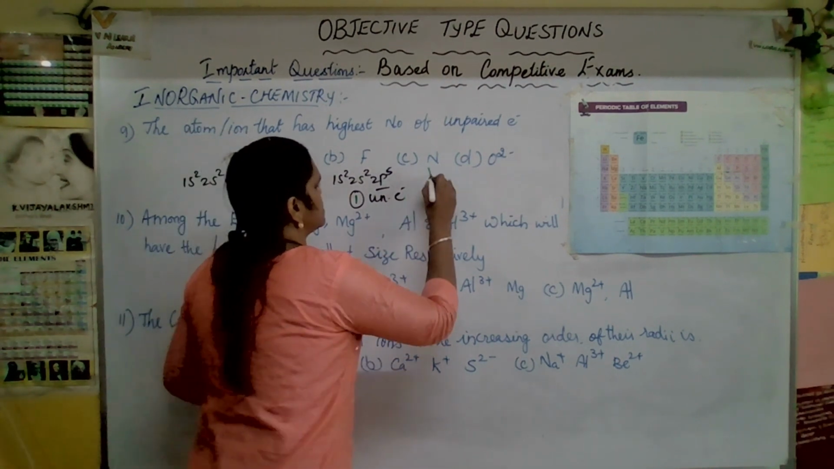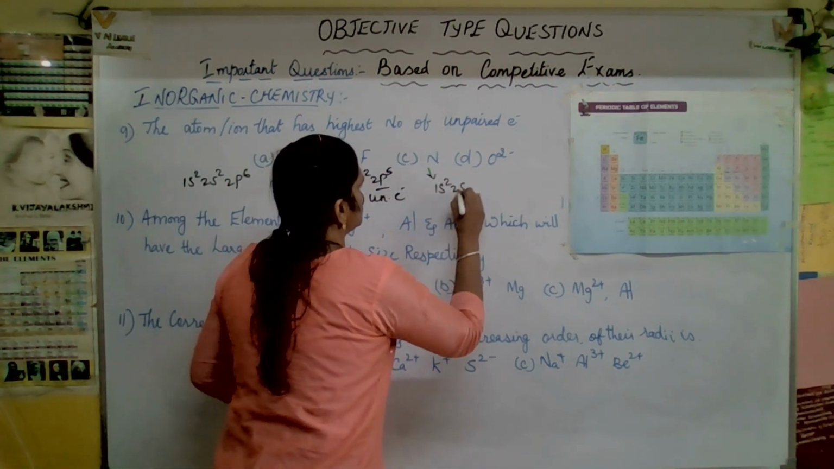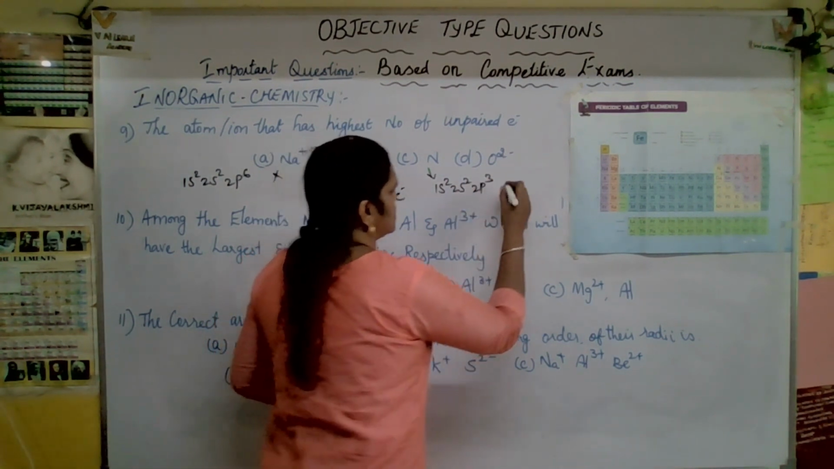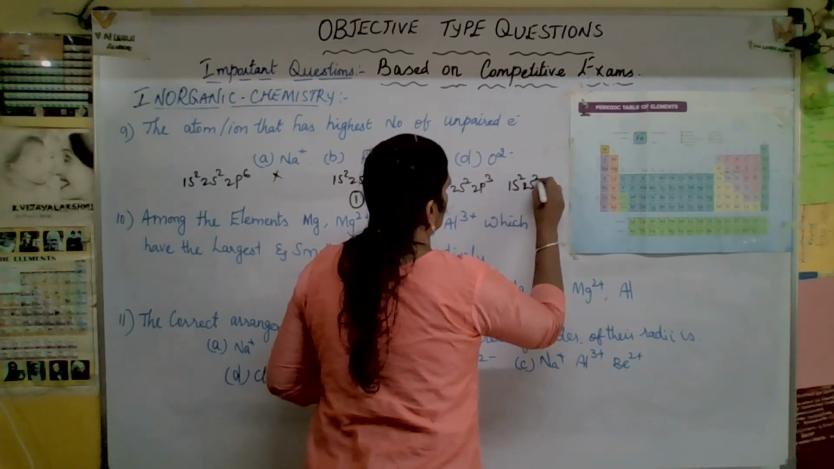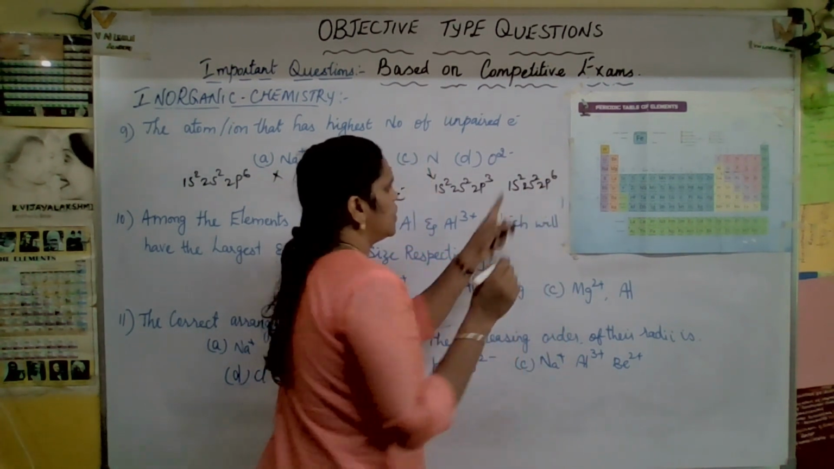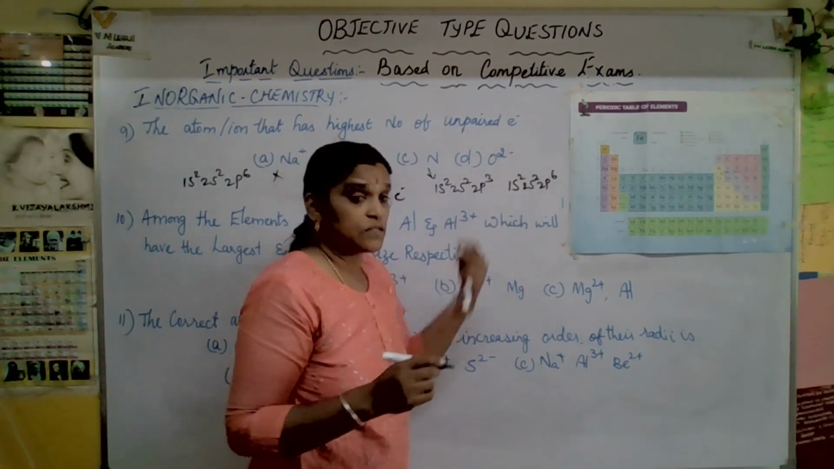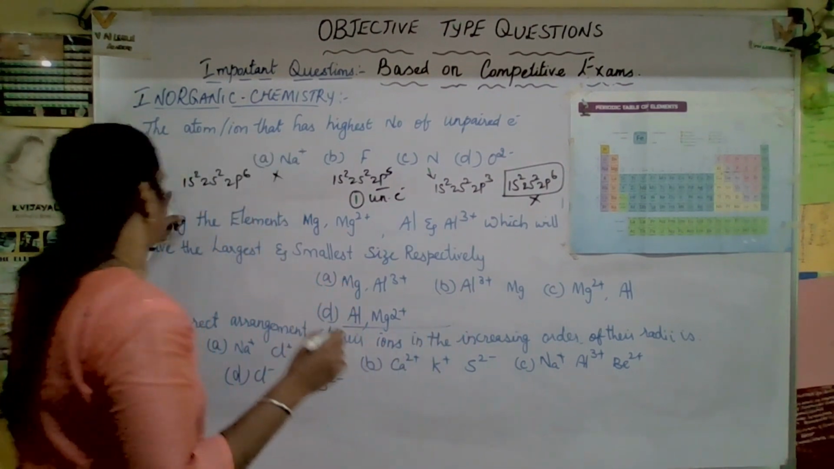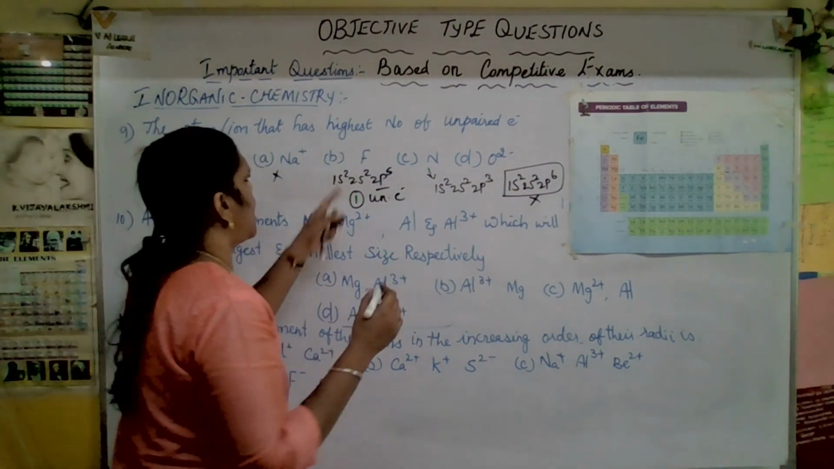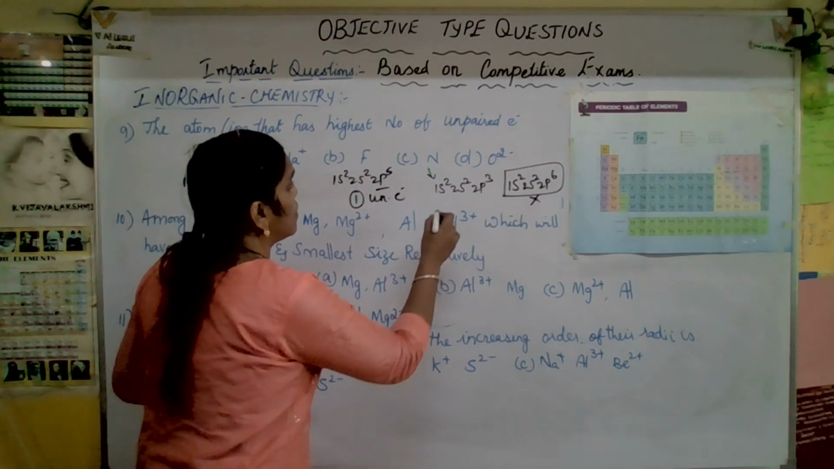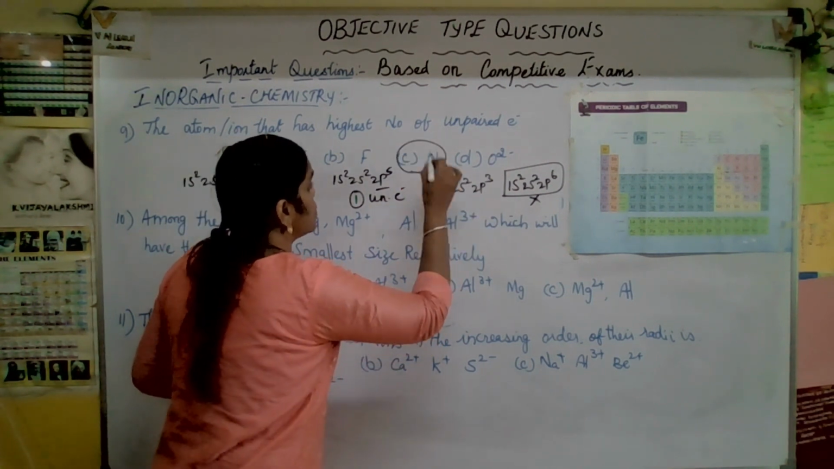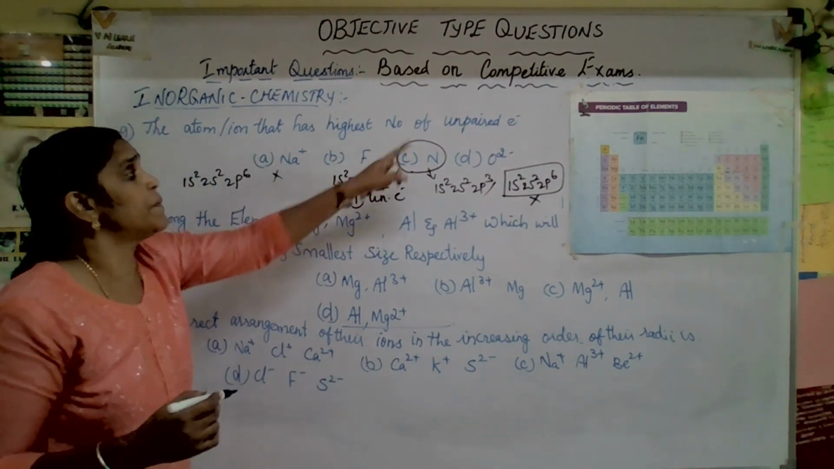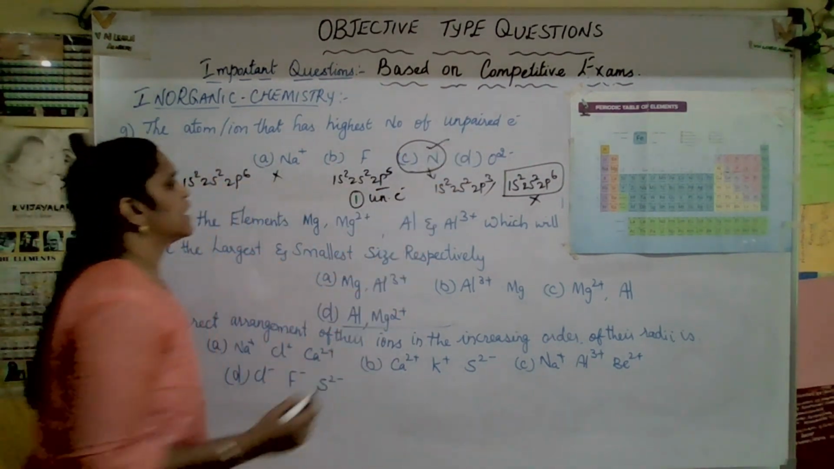Now this is nitrogen, 1s2, 2s2, 2p3, and oxygen, 2 electrons gained, 1s2, 2s2, 2p6, so here also no unpaired electron. The first one has no unpaired electron, fluorine has only one unpaired electron, and nitrogen has 3 unpaired electrons. So which has the highest number of unpaired electrons? Nitrogen is the correct option.